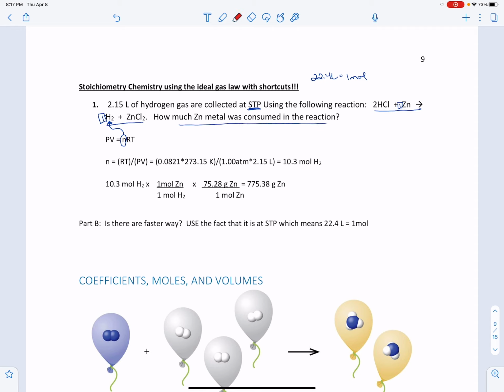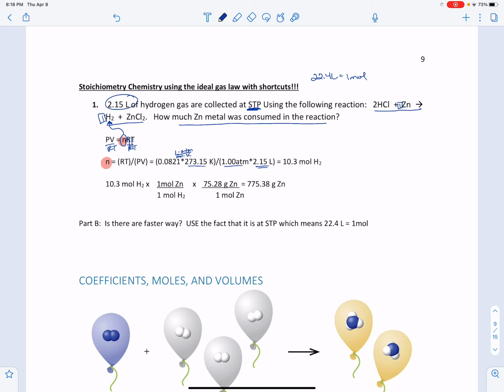So let's see this at work. This is that n value solved for. So basically what it did was it just divided both sides by RT. So we take R, that's our same old R value. That's the temperature. It says STP. That's how we know it's 273.15. STP means 1 atm. And then here we go, 2.15 liters. That was given in the problem.